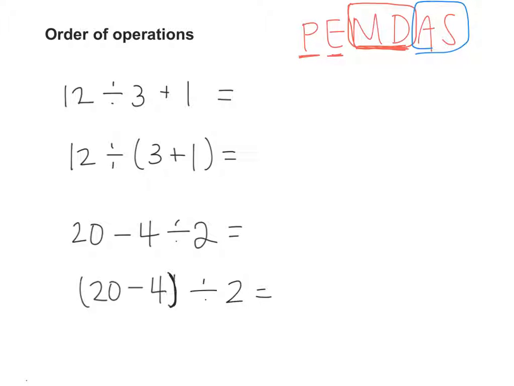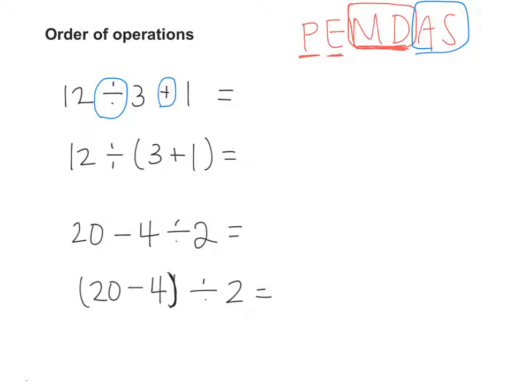So let's take a look at this first example. Go ahead and write it down. It says 12 divided by 3 plus 1. What operations do you see in this numerical expression? I see a division and an addition. So which one should we do first? Division, because according to PEMDAS, D comes before A.